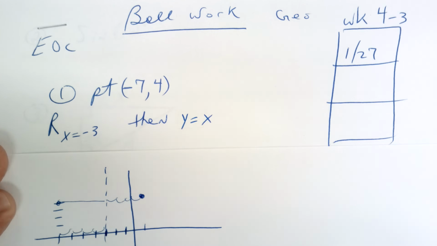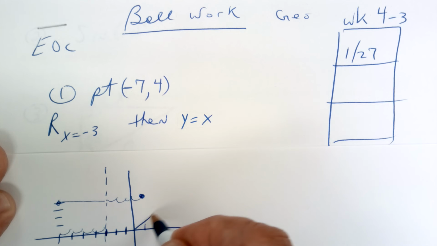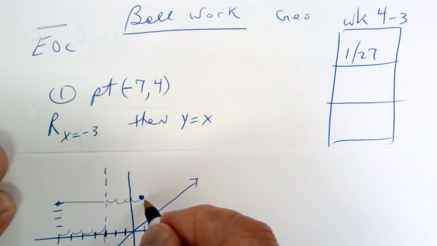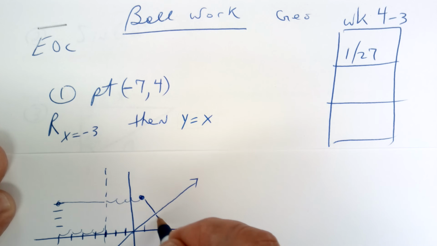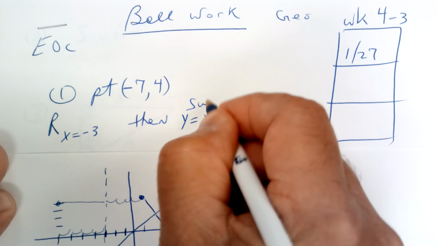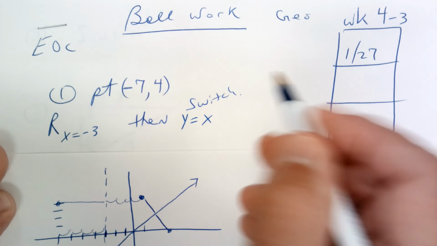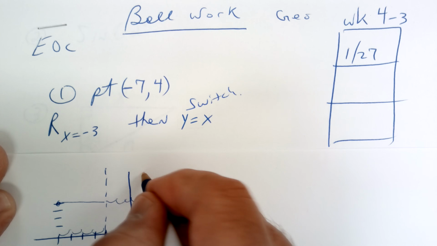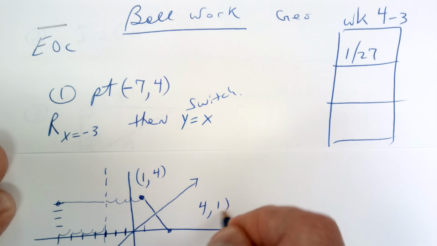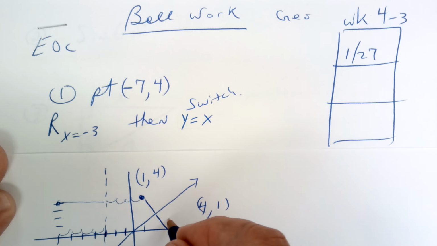Okay, and then they want you to reflect it over the line y equals x. Y equals x is a 45, and what you want to do is measure the distance from here to here. Basically, you're going to switch these. So this point is over 1, up 4, and when you switch them, you're going to get over 4 and up 1. So my graph is off a little bit, and it doesn't look good. Probably should have graph paper, but there it is right there.